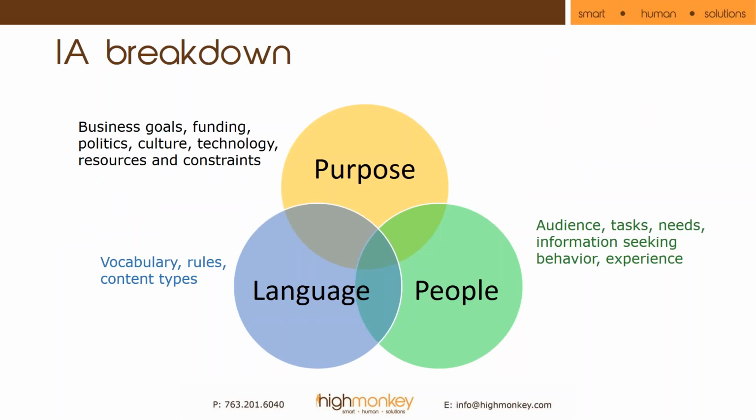So I want to baseline what I mean when I talk about information architecture. Information architecture really breaks down into three different things: purpose, people, and language. The first one you think of is purpose. Every website out there has a purpose. It has a reason for existing.